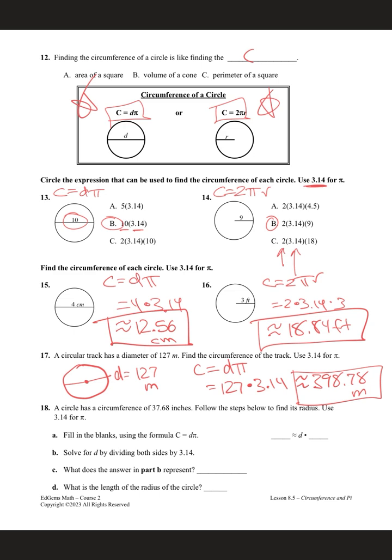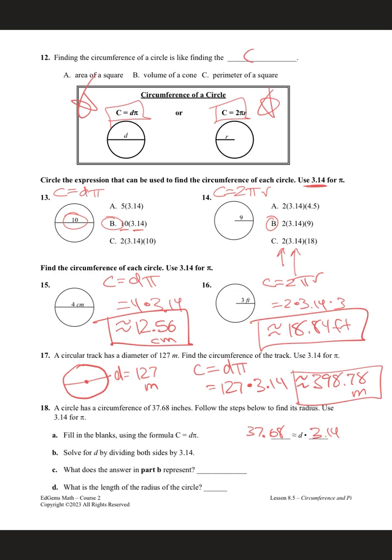Okay, let's take a look at number 18. It says a circle has a circumference of 37 and 68 hundredths inches. Follow the steps to find its radius. Use 3.14 for pi. For part A, it says fill in the blanks using the formula circumference equals diameter times pi. They give us the circumference, which is 37.68. So 37.68 is approximately equal to the diameter times pi, which is 3.14.